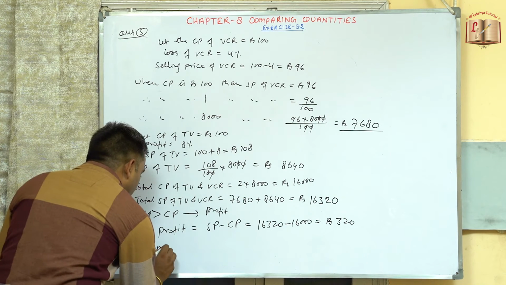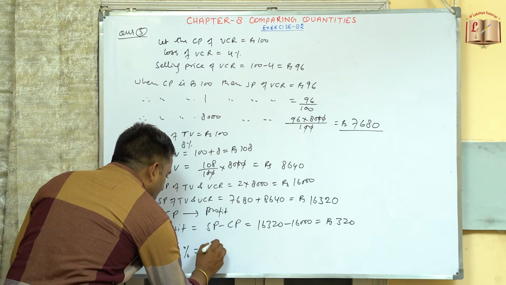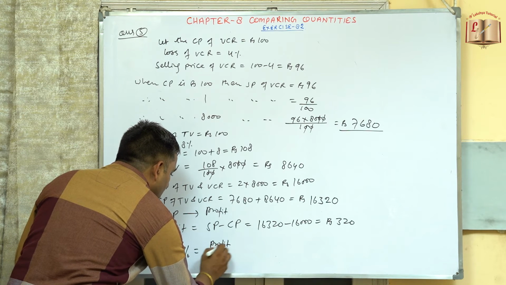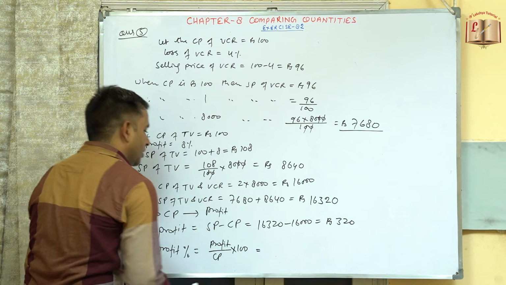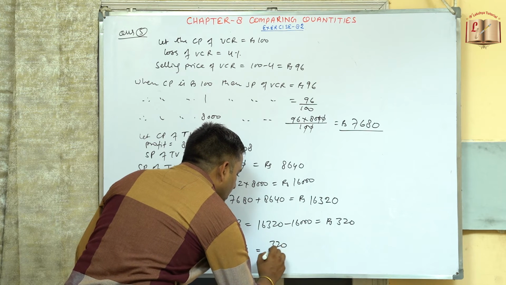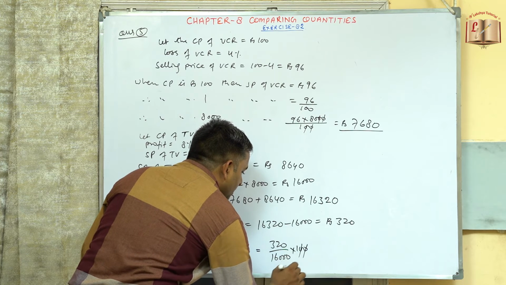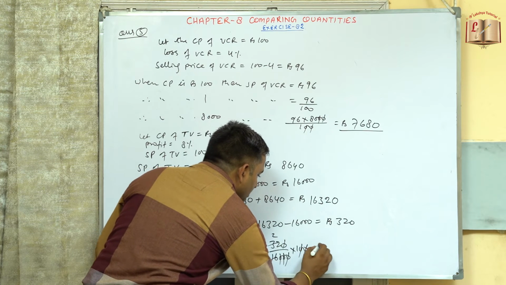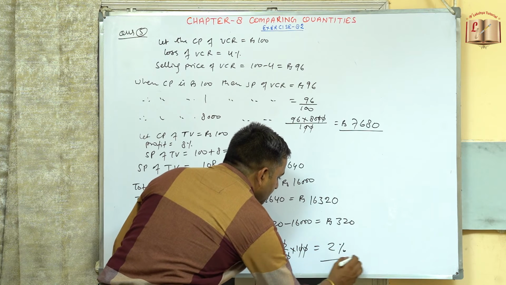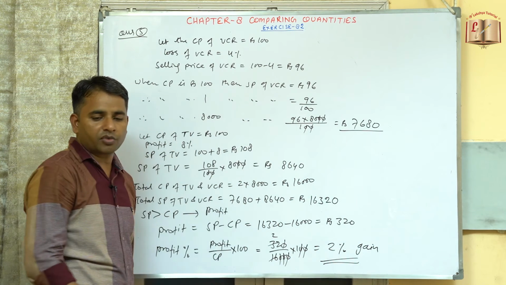Now we will find out the profit percentage. So profit percentage will be equals to now profit divided by CP into 100. So this will be equals to now 320 divided by 1600 into 100. Double zero cancel, this 0, 16 2 times. So this is now 2%. This is gain or profit. 2% gain or profit is the same thing.